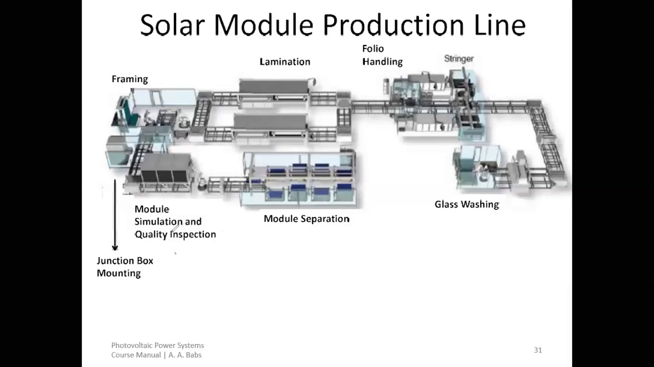So we have module simulation and quality inspection. We have to inspect the module to see that it has proper quality. And then from there, we have module separation. As you can see here, many modules are already in here. At this particular point, they begin to separate the modules. One module goes here, another keeps going there, until you have as many modules produced as possible. All right, let's go on.